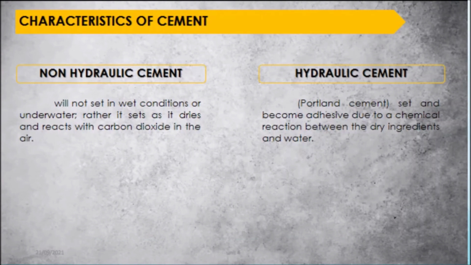Cements used in construction can be characterized as being either hydraulic or non-hydraulic, depending upon the ability of the cement to set in the presence of water. Non-hydraulic cement will not set in wet conditions or underwater. Rather, it sets as it dries and reacts with carbon dioxide in the air. It can be attacked by some aggressive chemicals after setting.